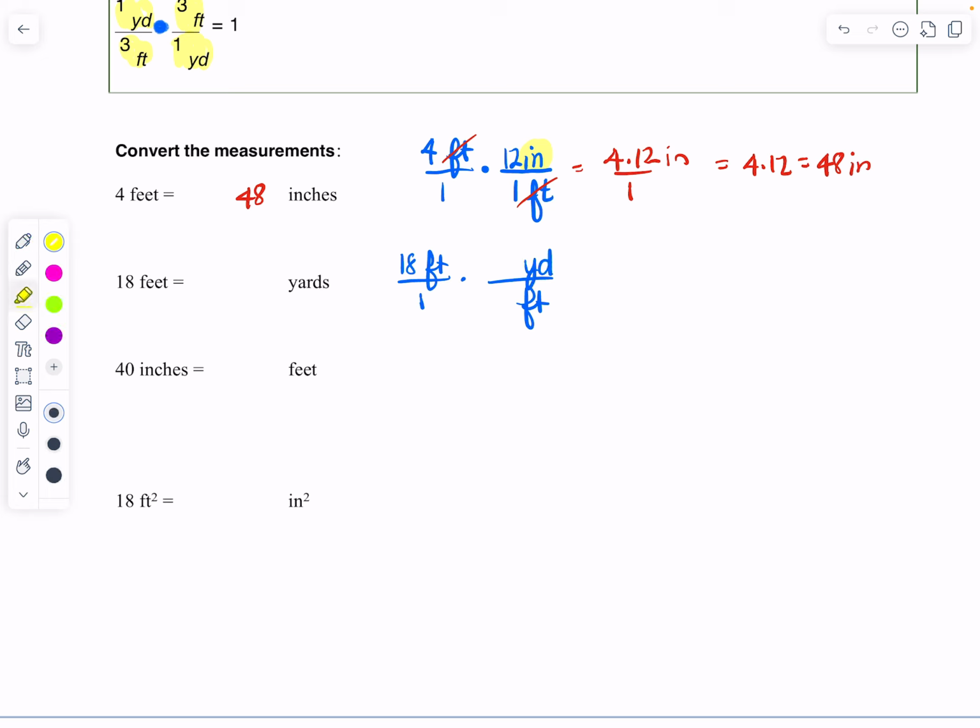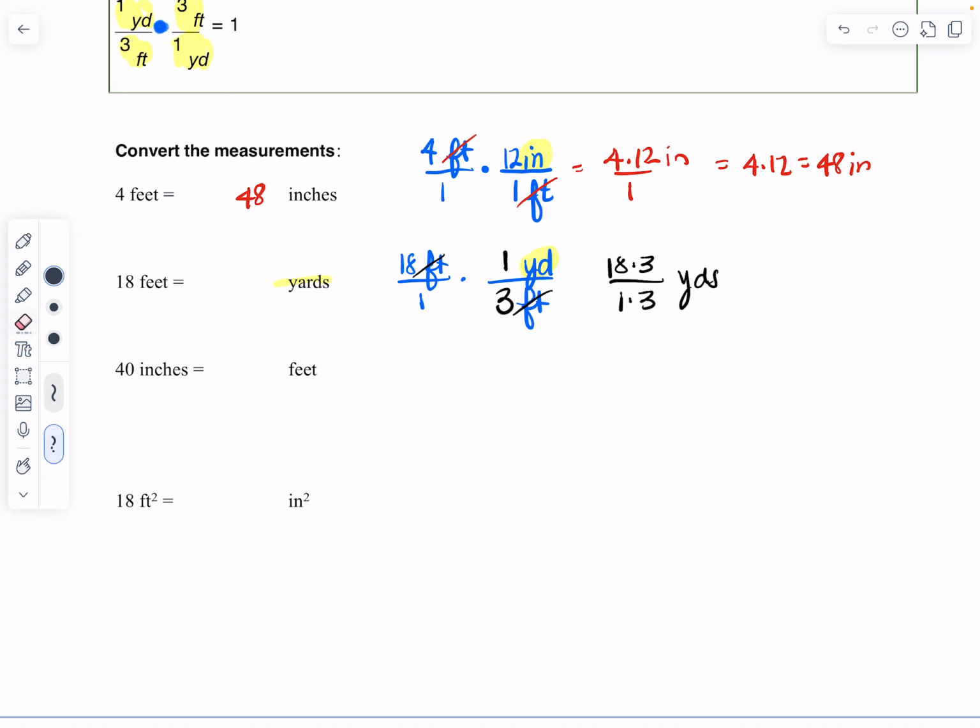Again, I want to end up with yards, so I want that in the numerator. The feet will definitely cancel out. And by the way, there are 3 feet in a yard, so I need to put that together. Now what I have left is 18 times 1 over 1 times 3 yards. Okay?